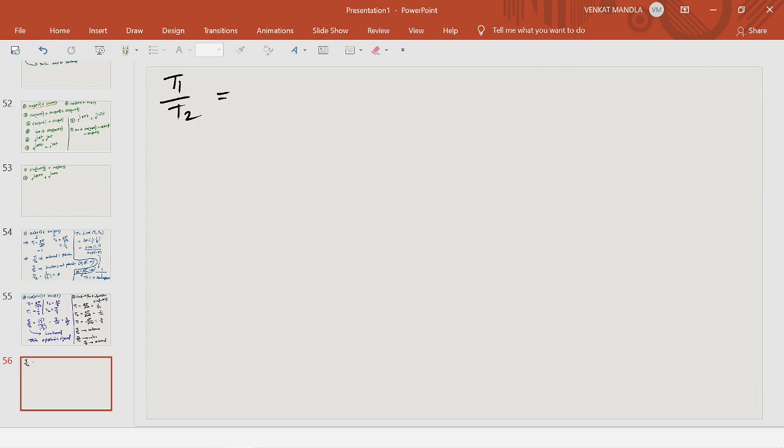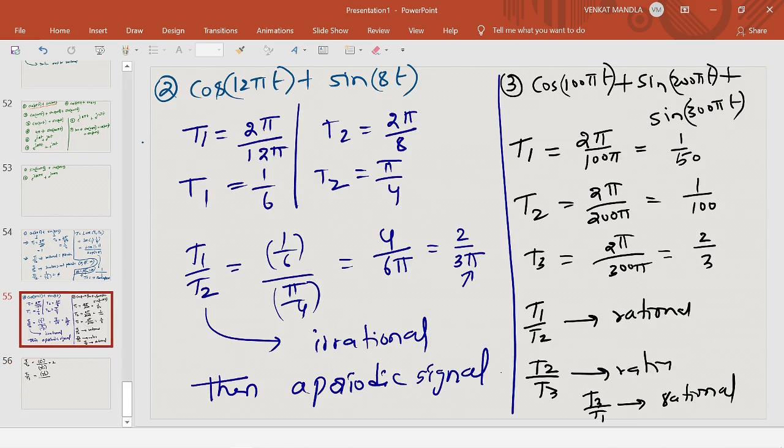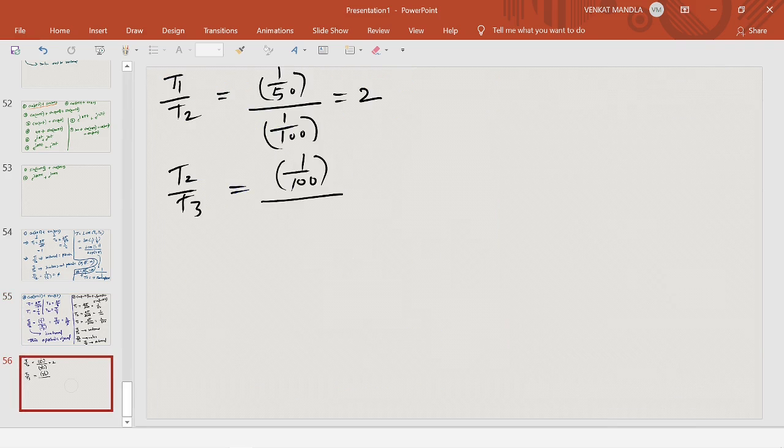T1 by T2 equals 1 by 50 by 1 by 100. That is 2. This is a rational number. T2 by T3: 1 by 100 by 2 by 300. That is 3 by 2, which is 1.5. 1.5 is a rational number. P by Q form numbers are rational numbers.